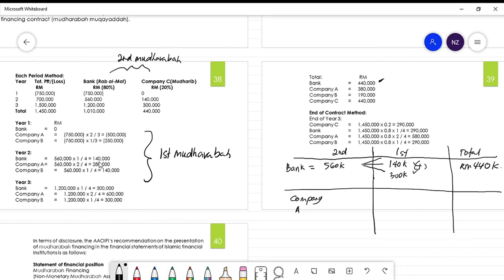Okay, company A, for the second mudharabah dia memang tak dapat apa-apa lah kan. Sebab second mudharabah ni tak ada kena-mengena dengan company A. So you just put it as 0. So untuk the first mudharabah ni dia kena-mengena. So untuk first mudharabah awak tengok calculation for first mudharabah kan.